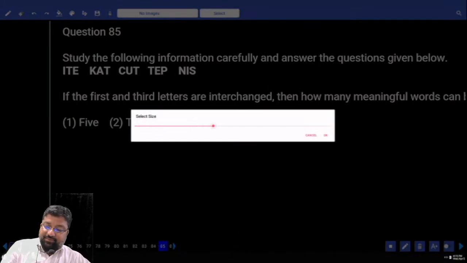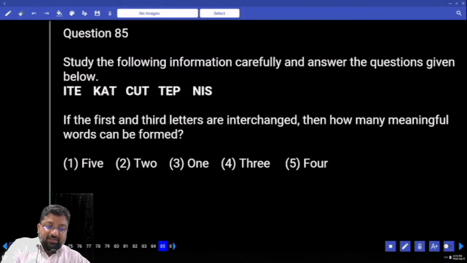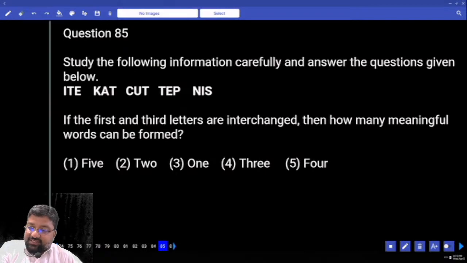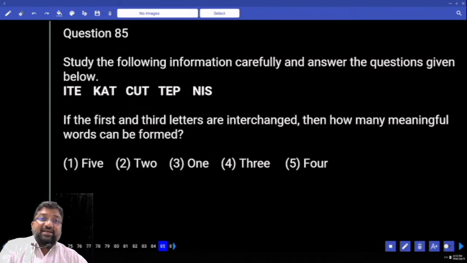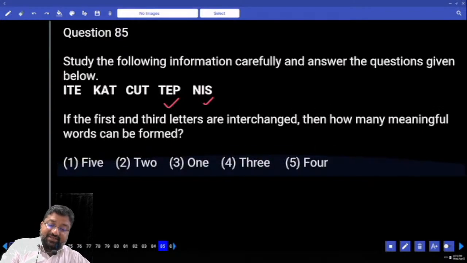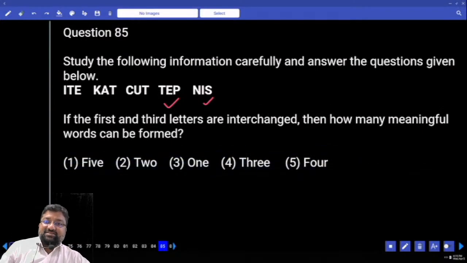Let's try to see what's happening here. What's the question? Study the following information carefully and answer the questions given below. The first and the third letters are interchanged. Then how many meaningful words can be formed? First and last are interchanged. Is this clear? So ITE becomes ETI. TIK? No. TUC? PET? Yes. Pet. SIN? Yes. Sin. Pet and sin. How many? 2.